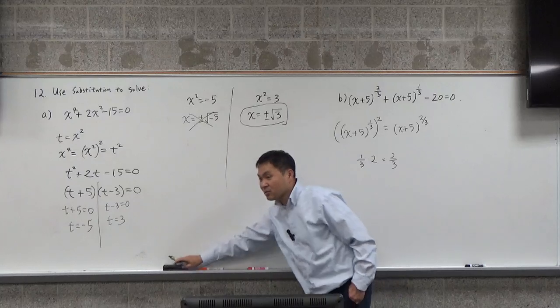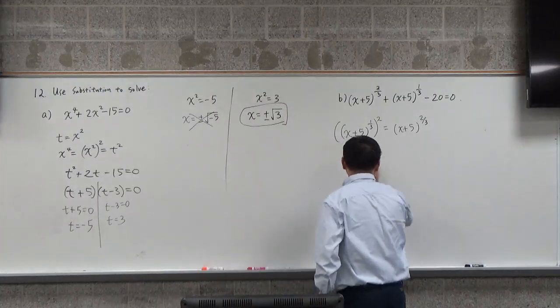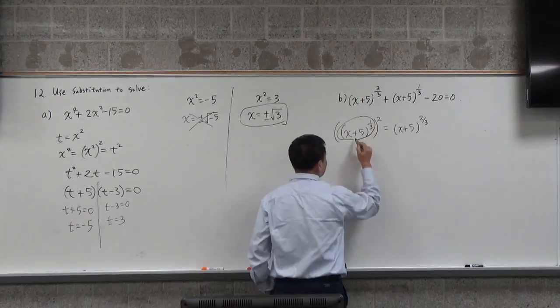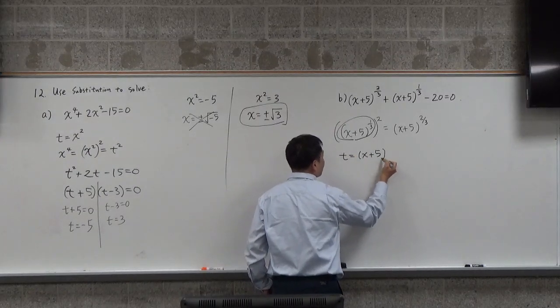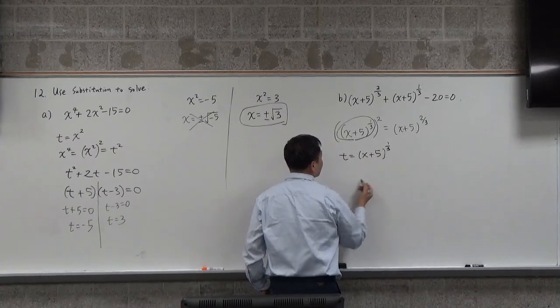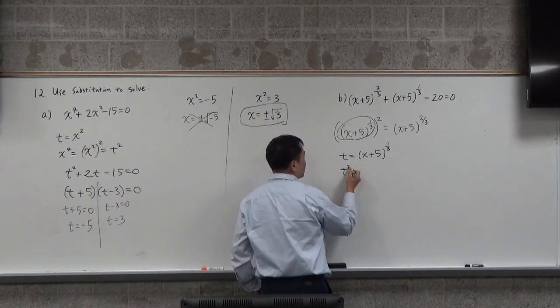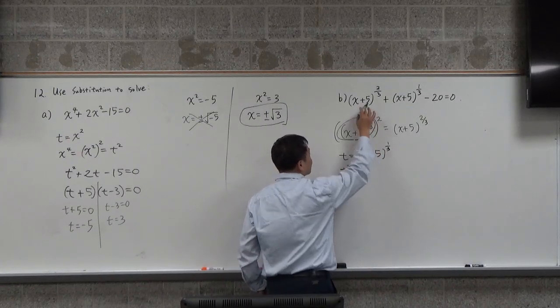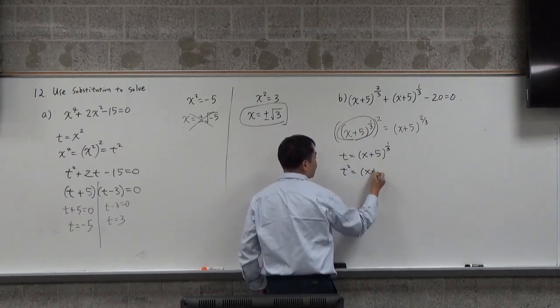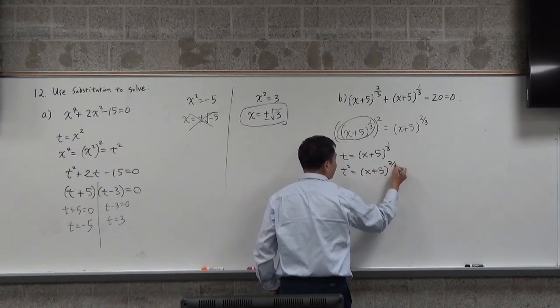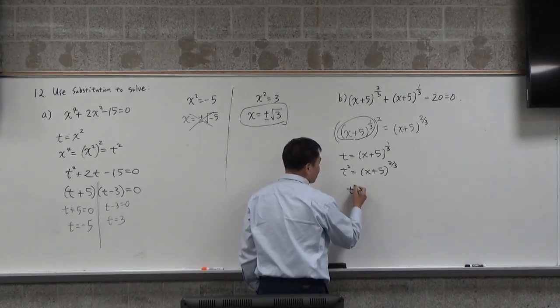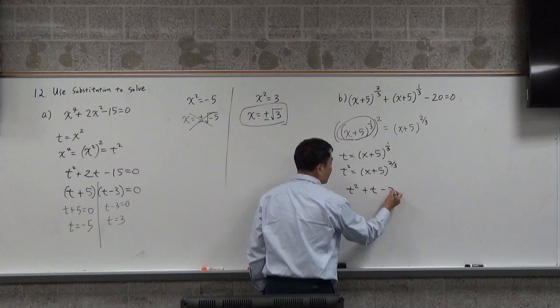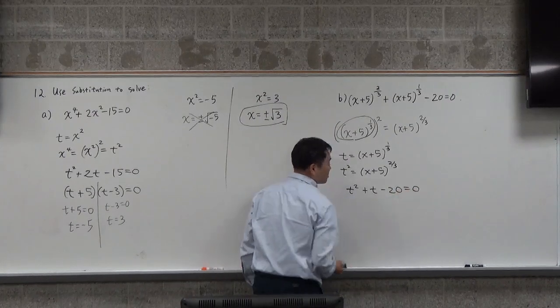That suggests that you should be taking this one as t. So if you set t as x plus 5 to the 1/3 power, then t squared is going to be this next one, x plus 5 to the 2/3 power. And that's great because now you can say t squared plus t minus 20 is equal to 0.